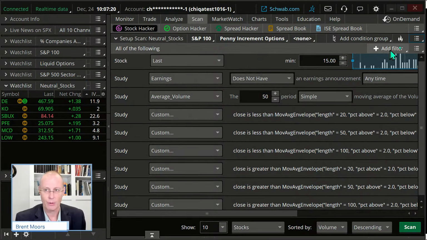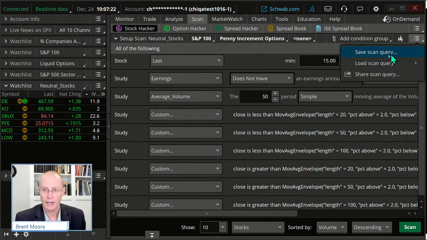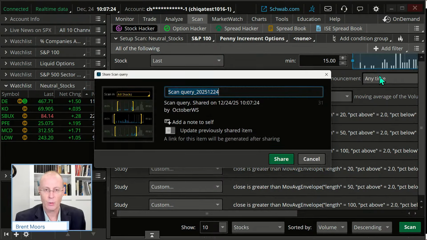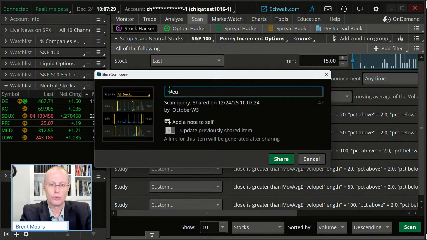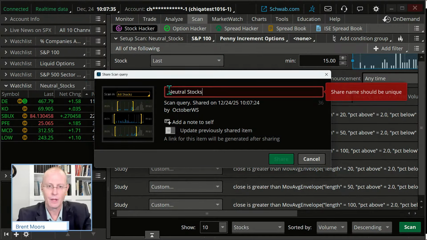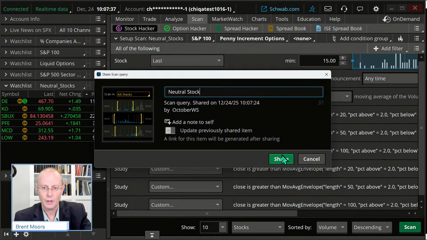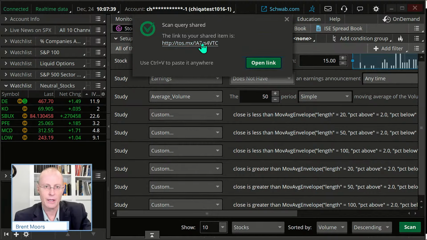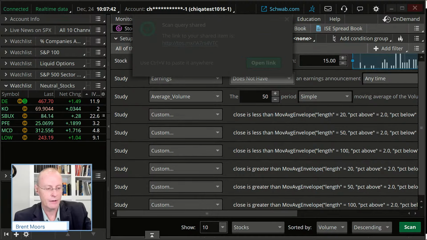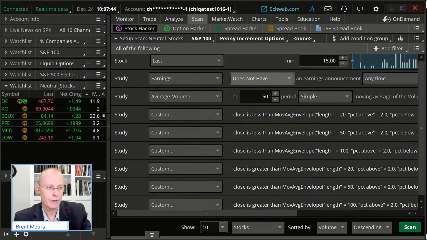Let me share this scan with you, first of all. I'm going to share the scan query. And this is just going to be neutral stocks. And you may like it, you may not. You may want to use it, maybe you don't. That's fine. Let me share that. Let me click on this. I'll throw it in the chat if you're interested. That's the neutral stock scan.